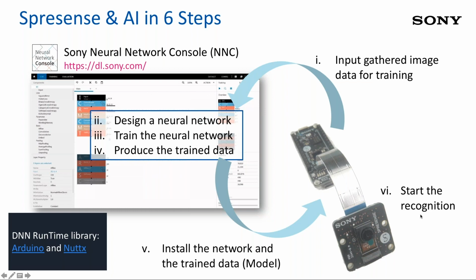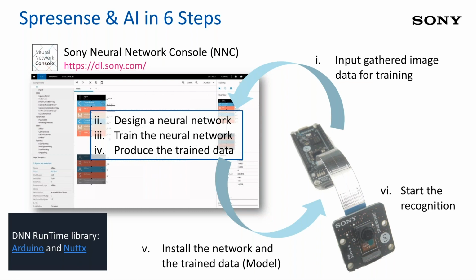So this is the whole picture of this webinar, and we go through each step one by one. This is the runtime. This is the DNN runtime library. This is the deep neural network runtime library that is available on Spresense to support this model, and is available both for Arduino and NuttX. I don't know if you have noticed, this series that we had was more concentrated on Arduino, but for those users who want to use NuttX, all these things are available in NuttX as well.